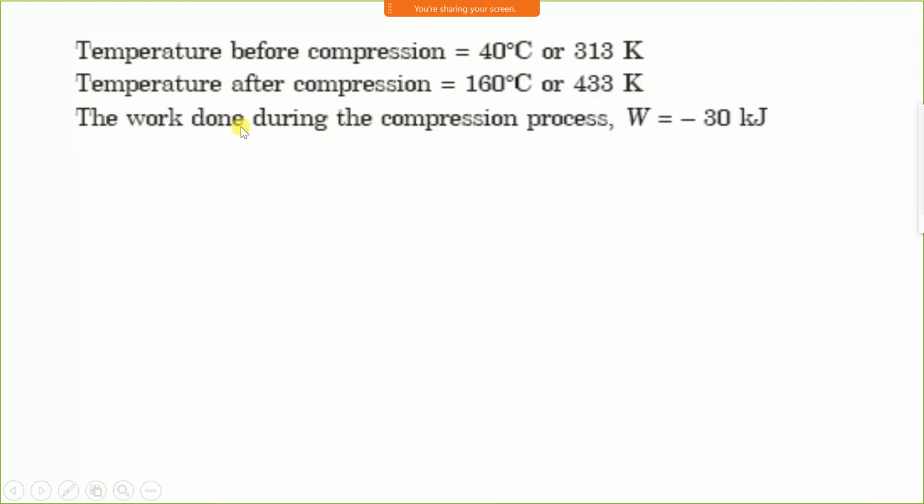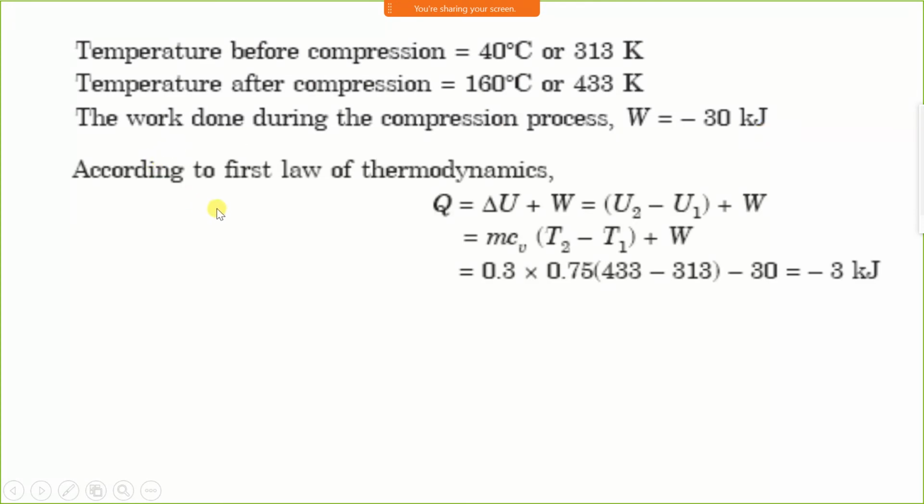The work done during the compression: we are supplying work to the compressor, therefore work done is minus 30 kilojoule. According to the first law of thermodynamics, Q is equal to change in internal energy plus work done, and change in internal energy is U2 minus U1, plus W, and change in internal energy is mCv(T2 minus T1). Listen here, we are writing capital U. Why are we writing capital U? Because mass is given, and if we consider the mass, then it is the total change in internal energy. Q is equal to mCv(T2 minus T1) plus W.